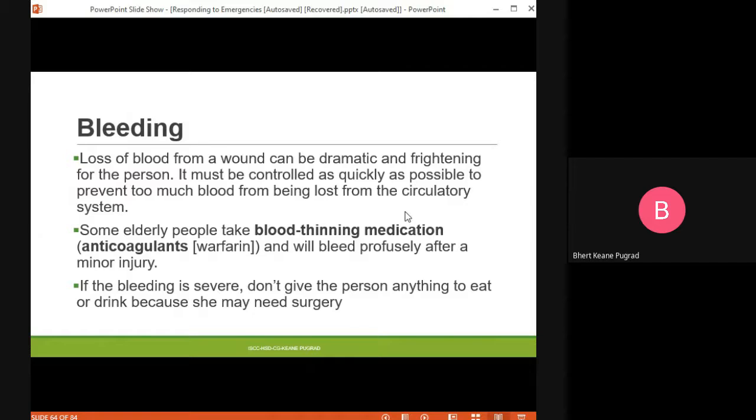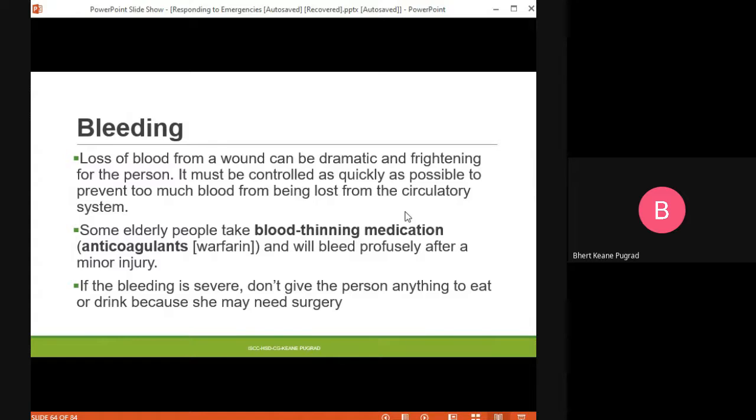Next problem is bleeding. Okay, take note, bleeding is the loss of blood from a wound, and this could be dramatic and frightening to the person, especially to our patient, no? So bleeding must be controlled as quickly as possible to prevent further damage to the circulatory system. Some elderly who are taking blood thinners such as anticoagulants, for example warfarin, have impaired coagulation, no? Because the blood is too thin or too thick. What is the opposite of thick?